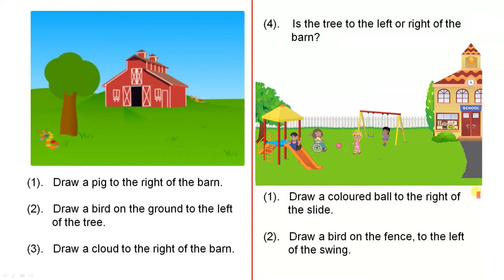The next picture. Draw a coloured ball to the right of the slide. Draw a bird on the fence to the left of the swing.